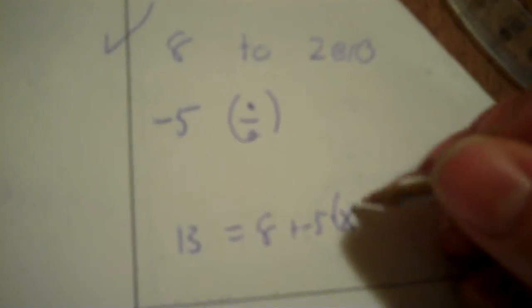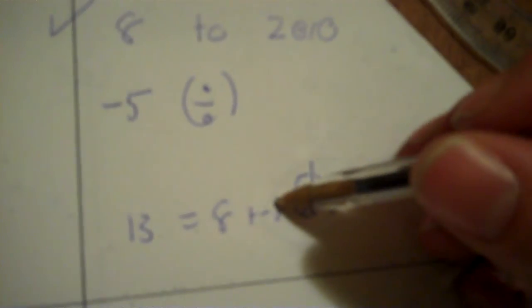To check your answer, the original equation said 13 equals 8 plus negative 5 times x. So I would replace the x with negative 1. Then I would take negative 5 times negative 1. Well, that's positive 5. And then 8 plus 5 is 13. Okay, so that's right.